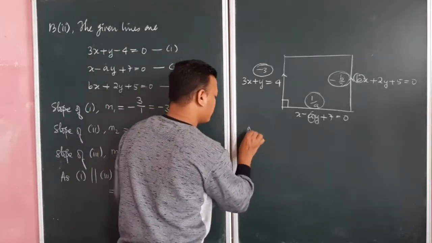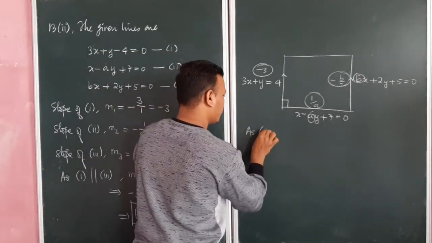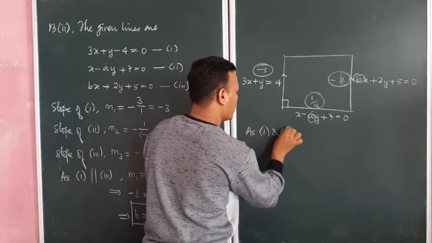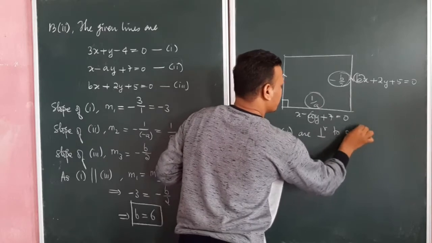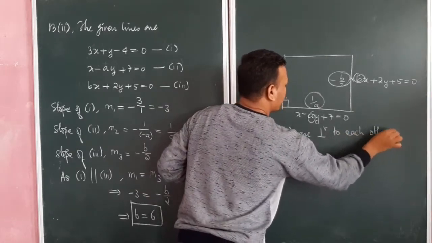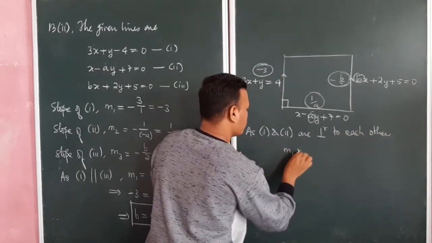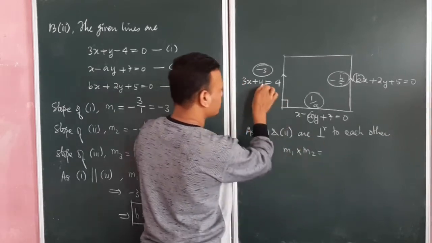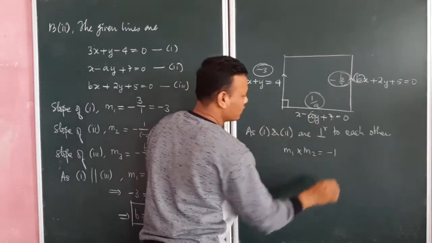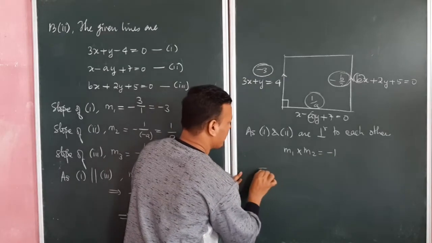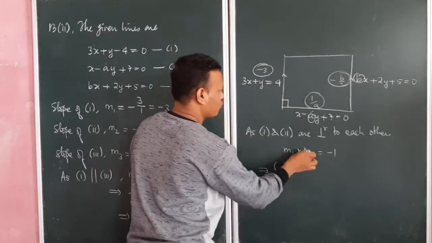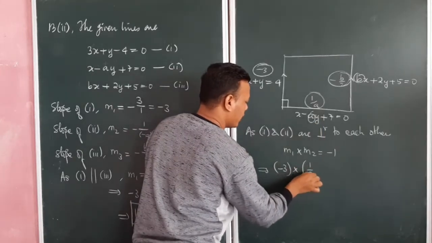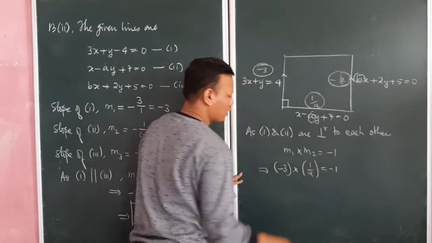So as L1 and L2 are perpendicular to each other, their slopes m1 into m2 must be equal to -1, right? Let us put the value. So m1 is how much? It is -3 into m2. m2 is how much? It is 1 by a, equal to -1.